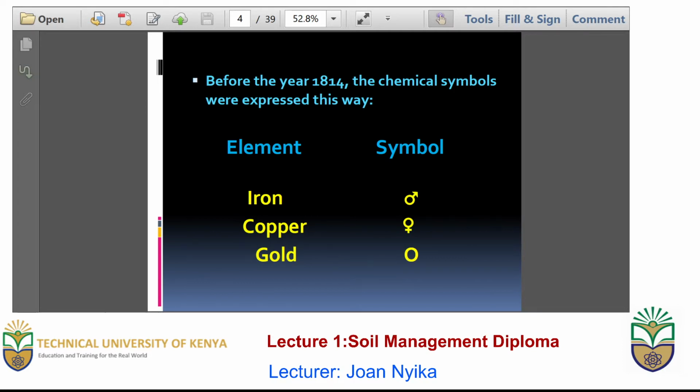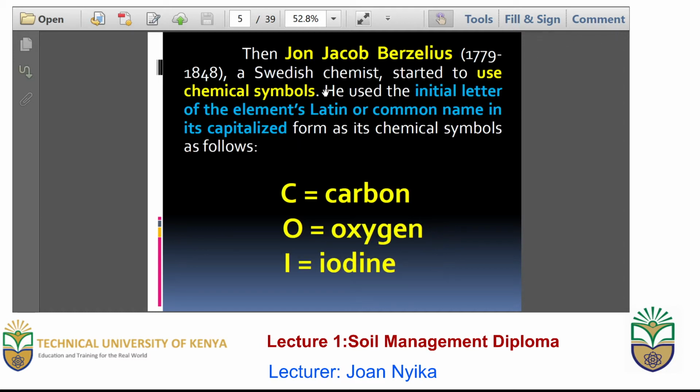But when we look at their symbols, before the year 1814, all elements were in the form of these symbols you can see here. All of them. However, you will notice that the 114 elements cannot all be identified and distinguished using these three symbols. Therefore, a scientist, a chemist by the name John Jacob Berzelius, in 1779 to 1848 was able to distinguish all the elements of the periodic table using various chemical symbols.